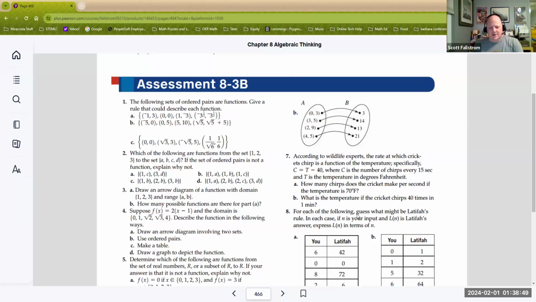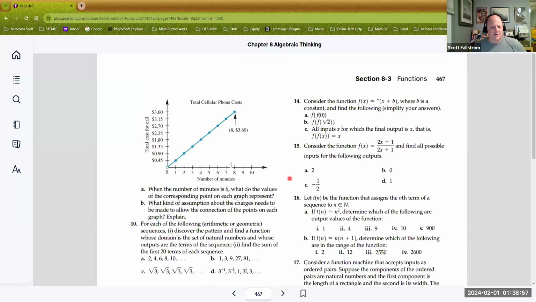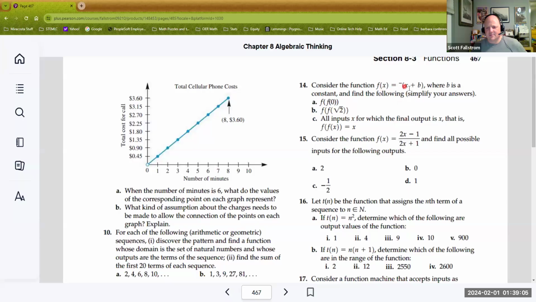Let's see here, 14C was the next question. Let me draw down here. Next page. Okay, 14C. Okay, it's this one at the top. And it says, consider the function f of x equals the opposite of x plus b, where b is a constant. Find the following. Find all inputs for which the final output is this. F of x equals x. All right, throw a little white space in here.